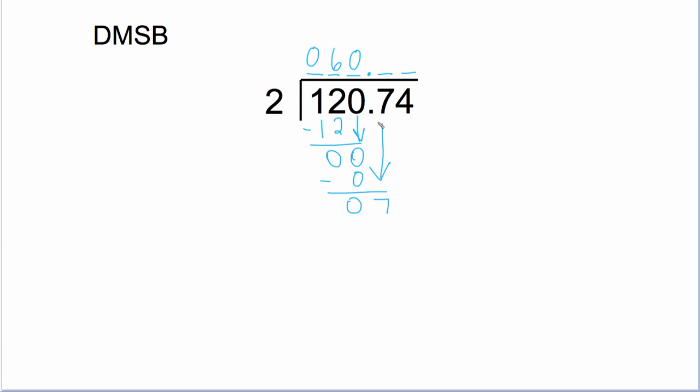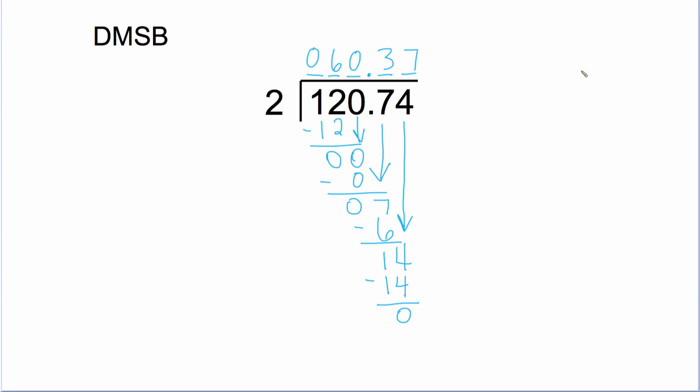Again, don't bring that decimal down. How many times can 2 go into 7? It can go into 7 3 times. That gives you 6. You subtract and get 1. Last one, bring down the 4. How many times can 2 go into 14? It goes in 7 times exactly. And that gives you 14, and you get 0.